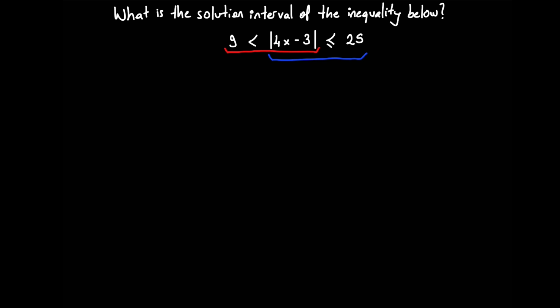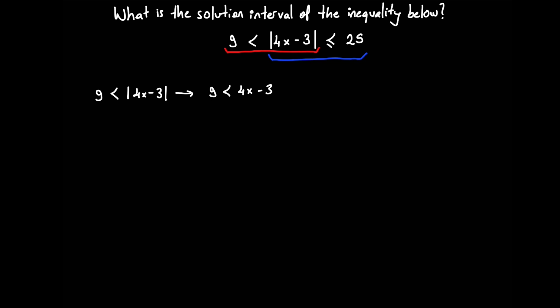So first, let's solve the red one. 9 is less than the absolute value of 4x minus 3. What does that mean? That means that the distance between 4x minus 3 and 0 must be greater than 9. Therefore, I can say 9 is less than 4x minus 3.